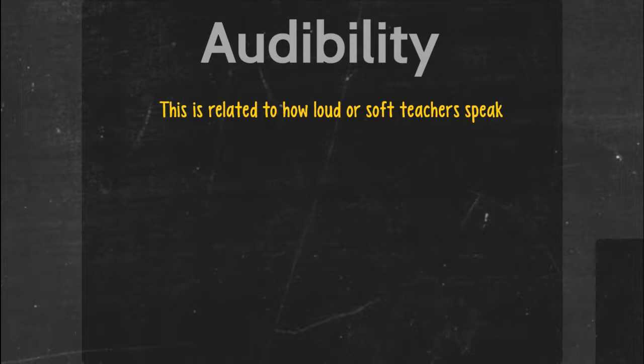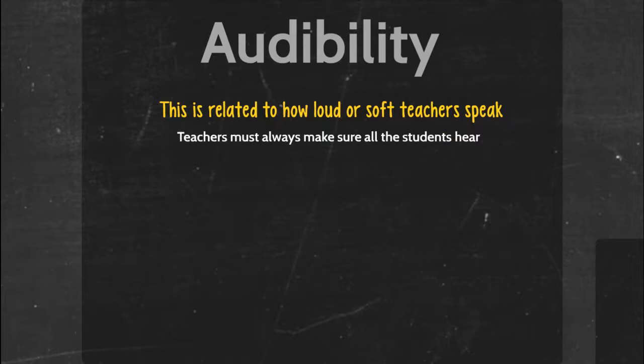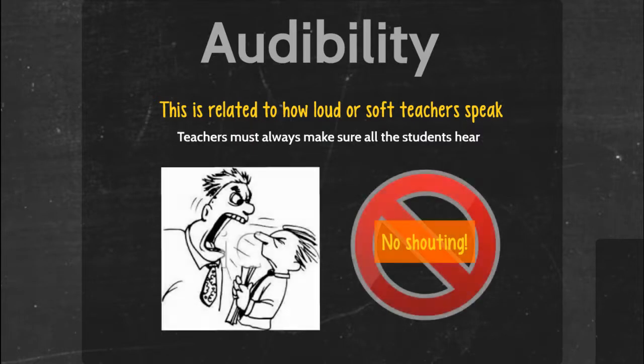Let's begin with audibility. This is related to how loud or soft teachers speak. So teachers must always make sure all the students hear. If you're standing in the front of the classroom, you must make sure not only the front row or the middle of the classroom is listening to you, but also the kids or the students that sit at the back, that they can also be hearing everything that you're saying.